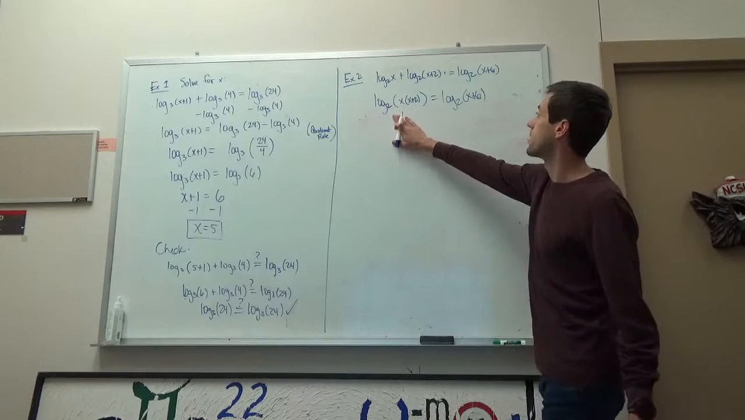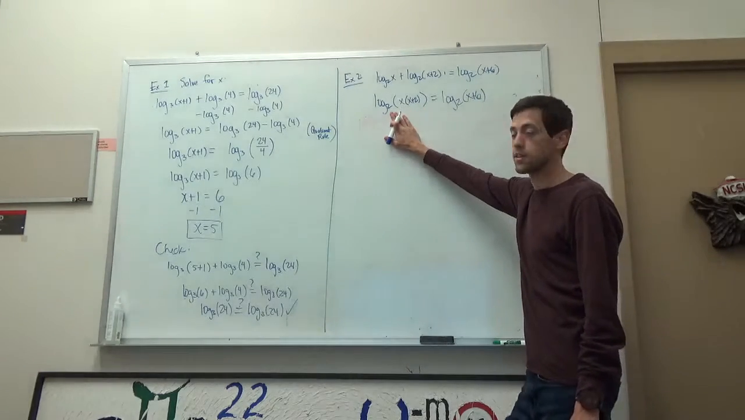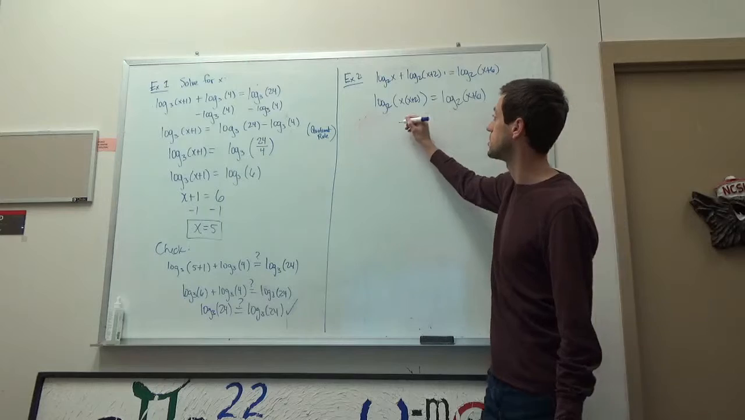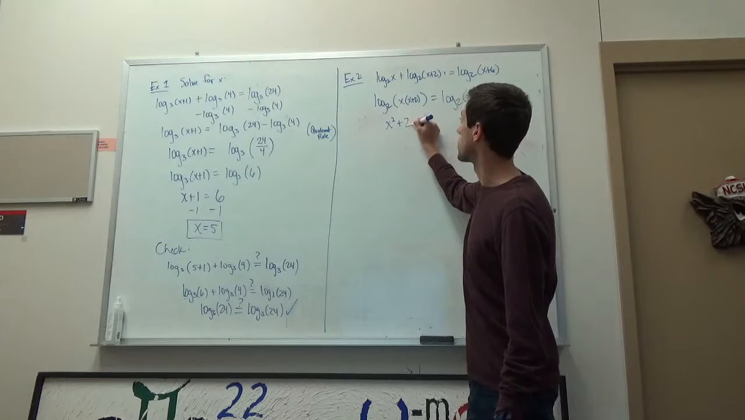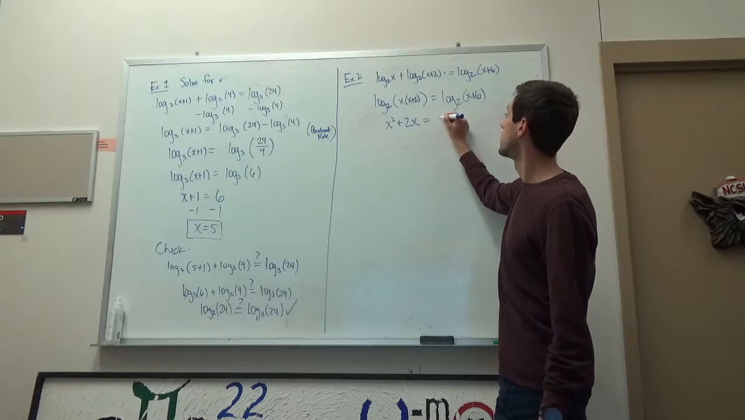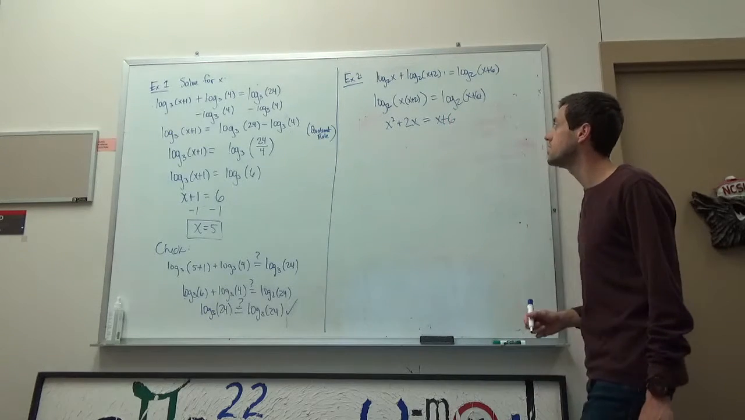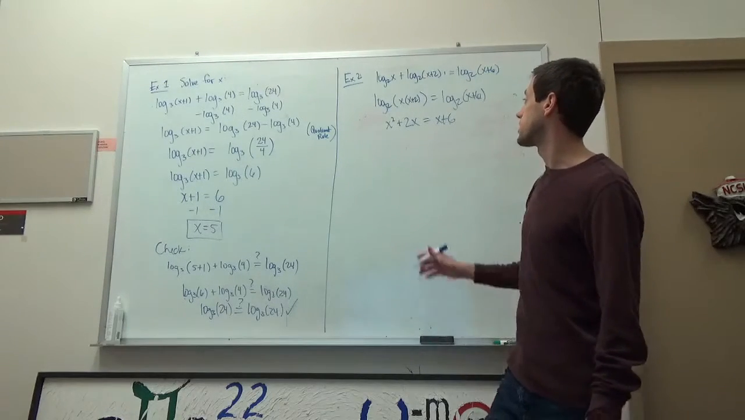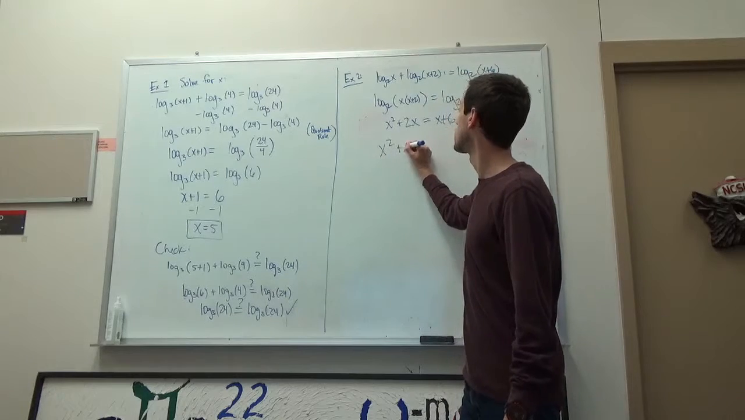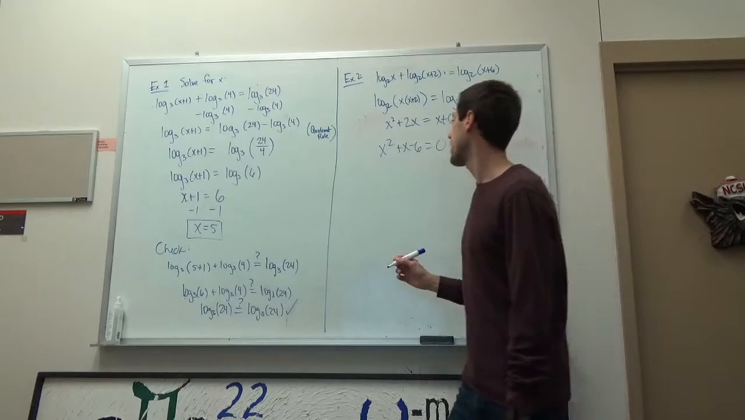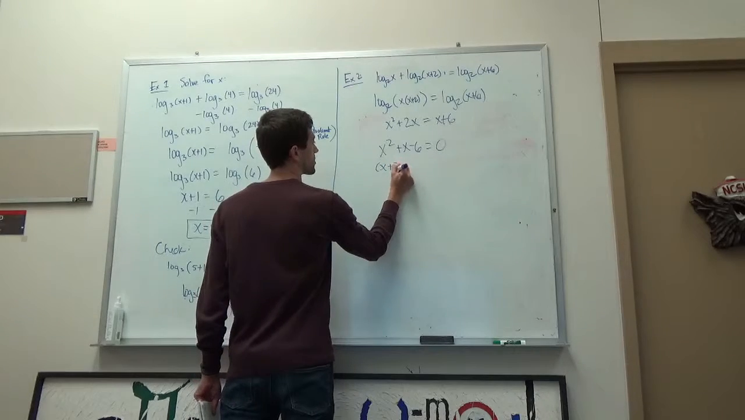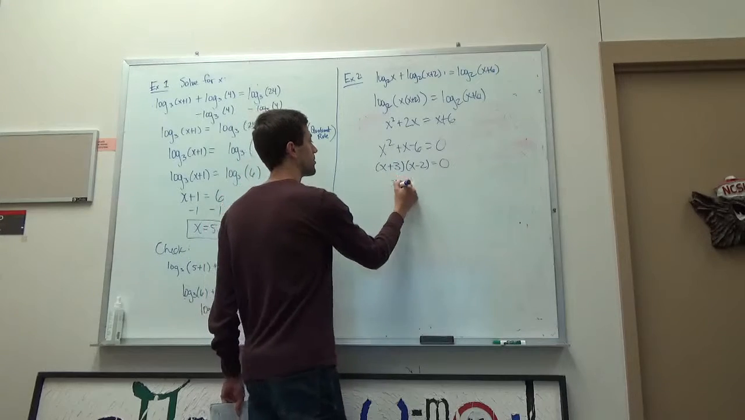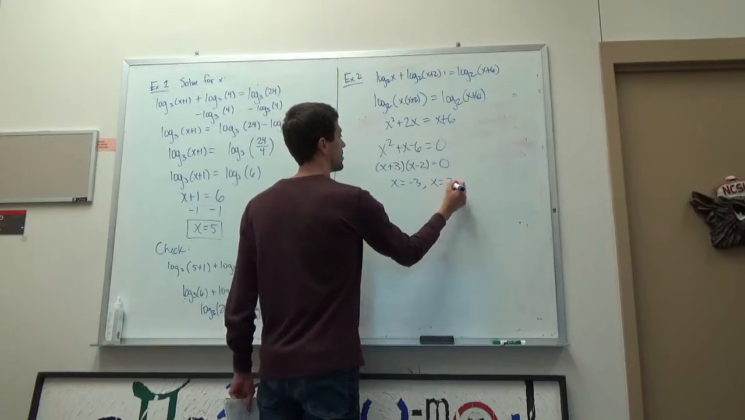So this is, and then we can also use the rule that says log base 2 of this equals log base 2 of that, then the insides must be equal. And I'm going to distribute this while I'm at it. So x squared plus 2x equals x plus 6. And then we can solve this like a normal quadratic equation. So we move everything to one side, set it equal to 0. We get x squared plus x minus 6 equals 0. Factor into x plus 3, x minus 2 equals 0. And then we get x equals negative 3 and x equals 2.